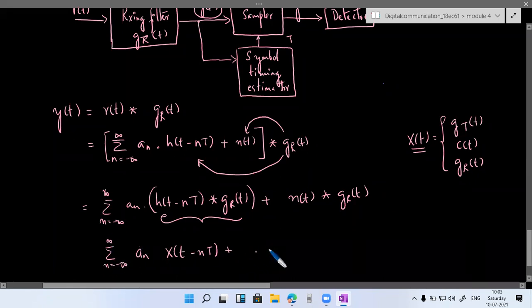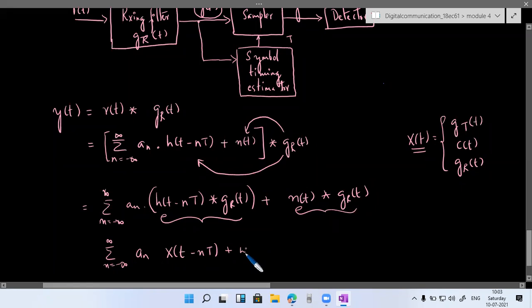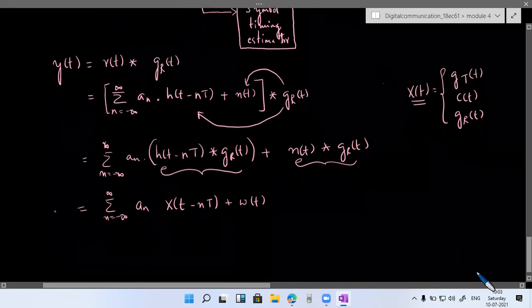Let me write the rest of things. So here, this is not that important. Let me call this combination w(t). So finally, we are getting this y(t) as equal to this expression.